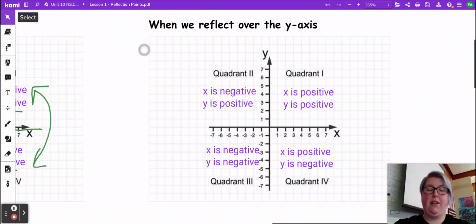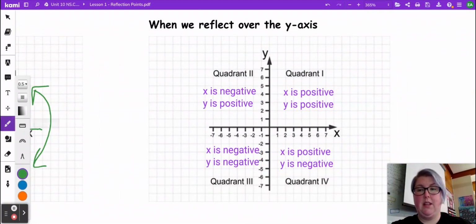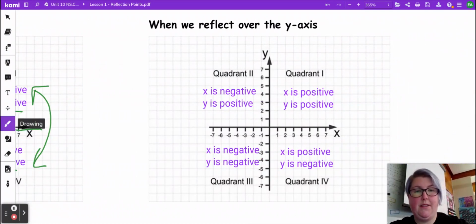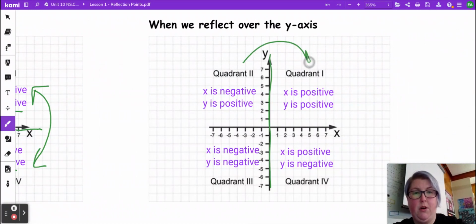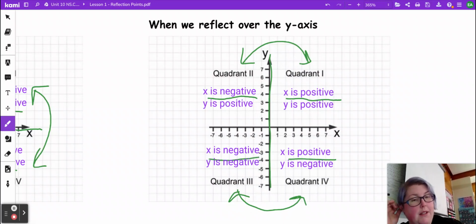So when we reflect over the Y, guess what? The opposite happens. So we're reflecting over the Y. We're going from 1 to 2 or vice versa. We're going from 3 to 4 and vice versa. And oh, look, X is the number that changes. X goes from negative to positive or positive to negative when we reflect over the Y.